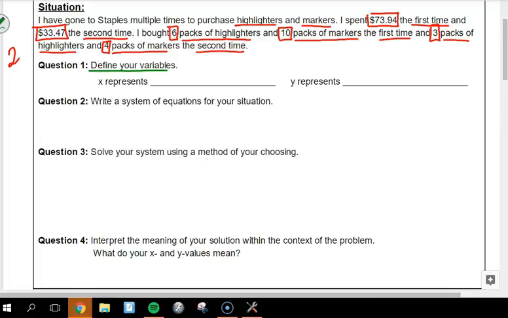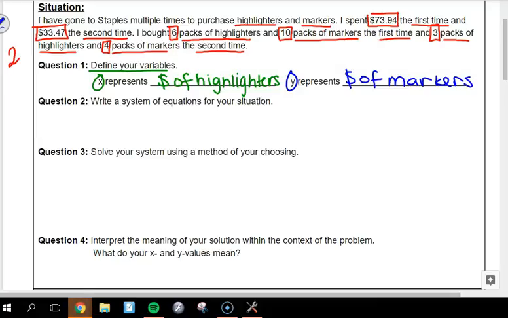So when defining our variables, those are unknowns. We know how many packs of highlighters we bought, but we don't know the cost of those highlighters or those markers. So our X is going to represent the cost of highlighters. And I'm just going to use a money sign for cost. And then our Y value is going to represent the cost of our markers. Now, we could switch it around. We could have markers be X and highlighters be Y. But I'm going to go in the order that they gave it to us.